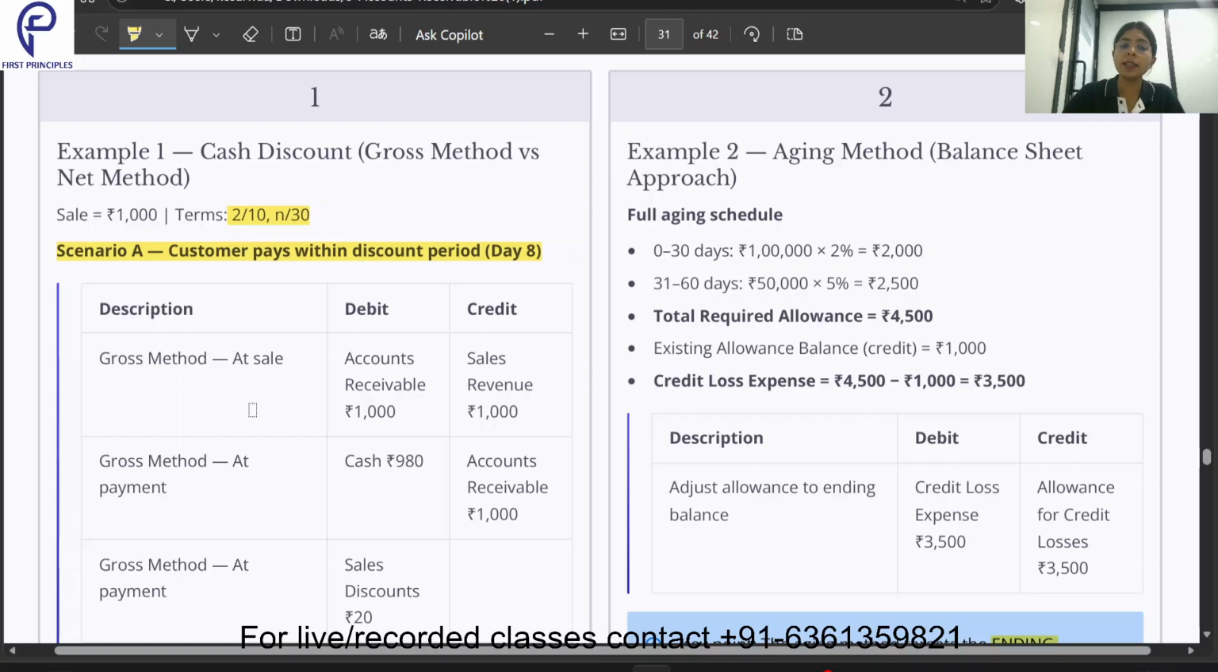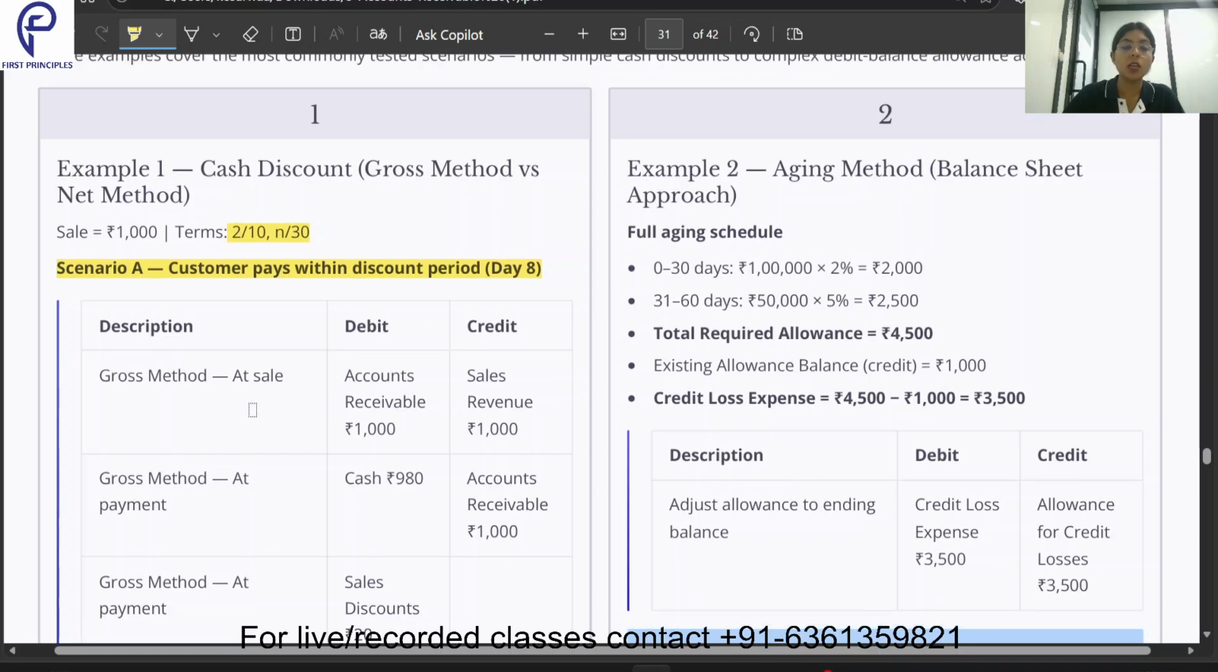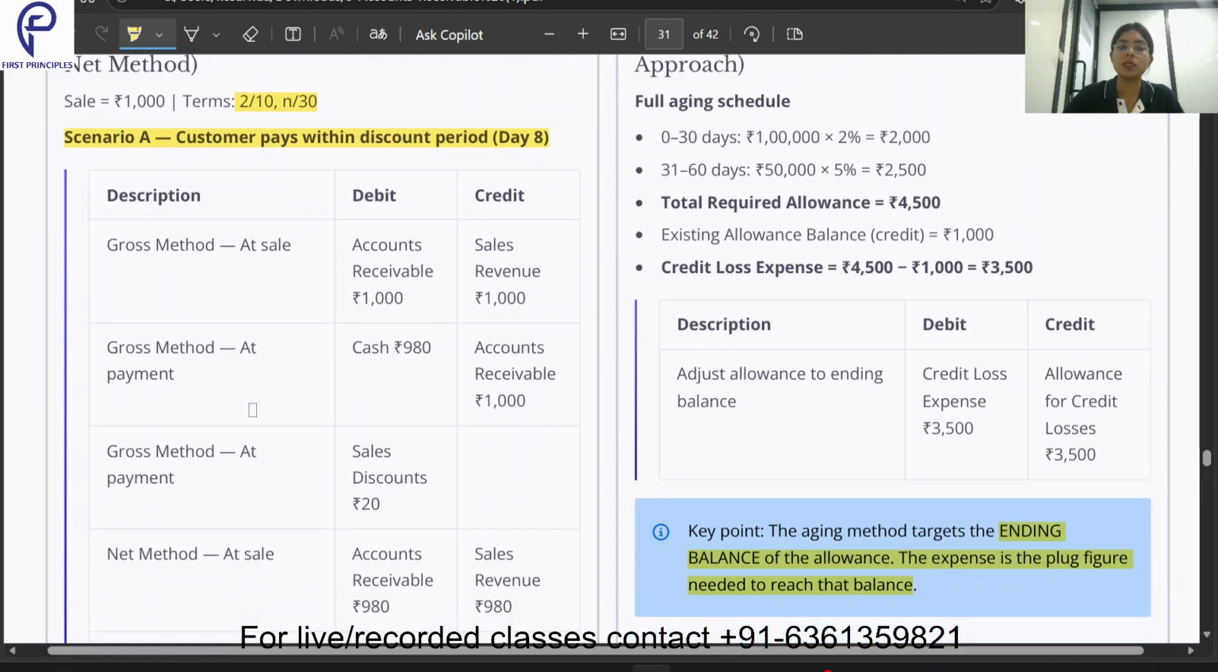Now, first we are seeing the gross method, then we will have the net method. In case of gross method, when the customer is availing the discount, first is accounts receivable debit, sales revenue credit. That is the first entry. Second, when I am receiving the payment, I am debiting cash with 980 bucks, sales discount with 20 bucks, and crediting accounts receivable with 1000 bucks.